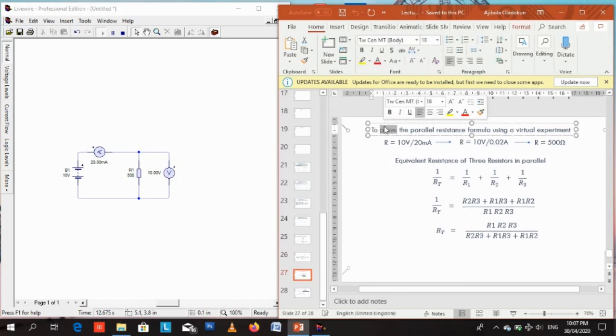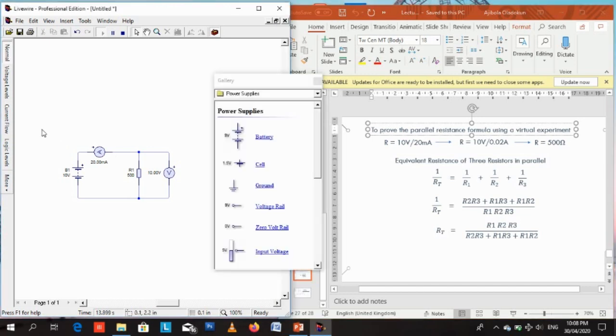So now, to prove the parallel resistance formula using a virtual experiment, we are going to create another circuit to show that if I use two 1000 ohm resistors in parallel, it will give me the same result as if I use a single resistor of 500 ohms. So let's prove that our parallel resistance formula works. I probably need to shift this up or shift it down.